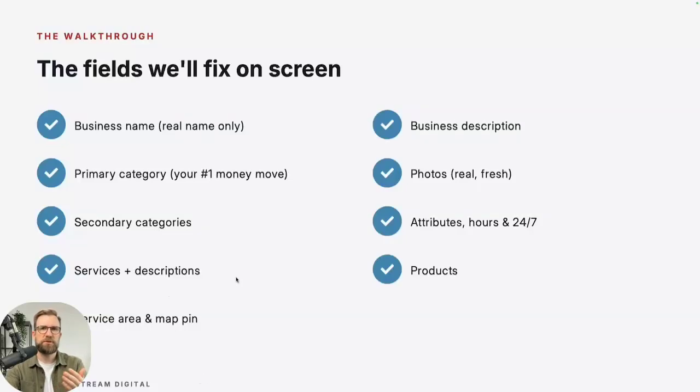So we're on services and descriptions now, and let's just recap what we've done so far. Business name, real name only, focus on that. Your business description, 250 characters up front of the most important information, the who, the what, and the why. Really focus on those 250 characters. Use our prompt. It's going to help you out.